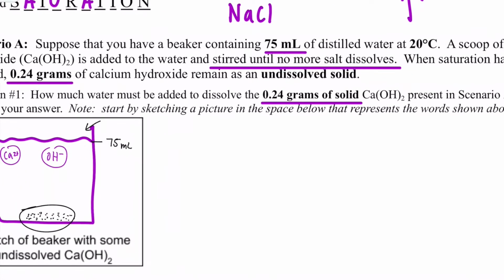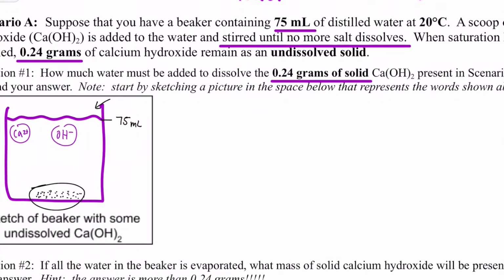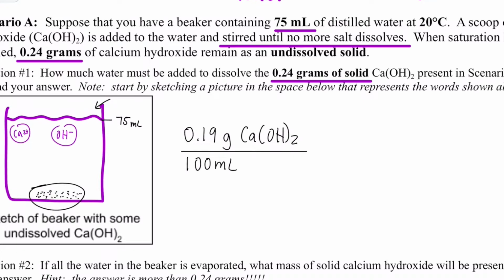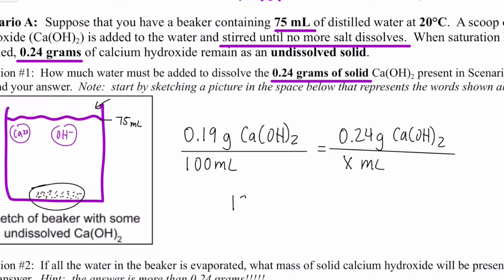We can set this up as a proportion. The original recipe, 0.19 grams of calcium hydroxide over 100 milliliters, is equal to 0.24 grams over X milliliters. Cross multiply and divide and you'll end up with 127 milliliters. This is how much you have to add to dissolve the rest of the salt.